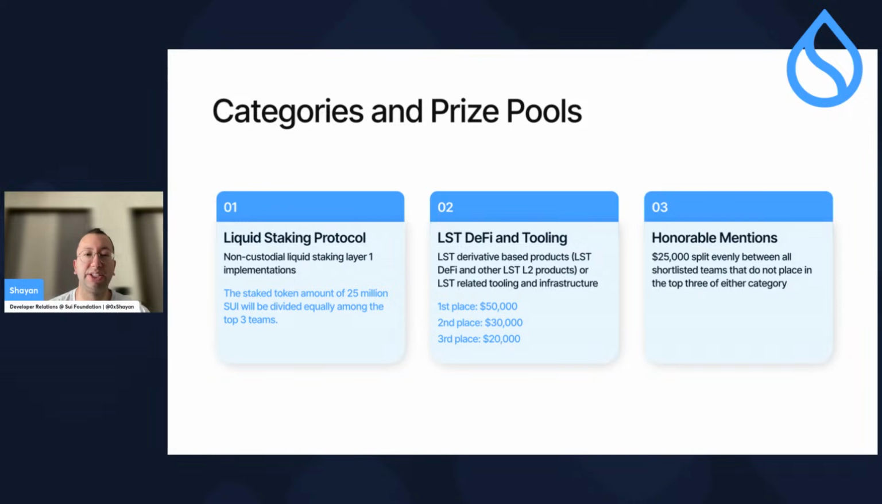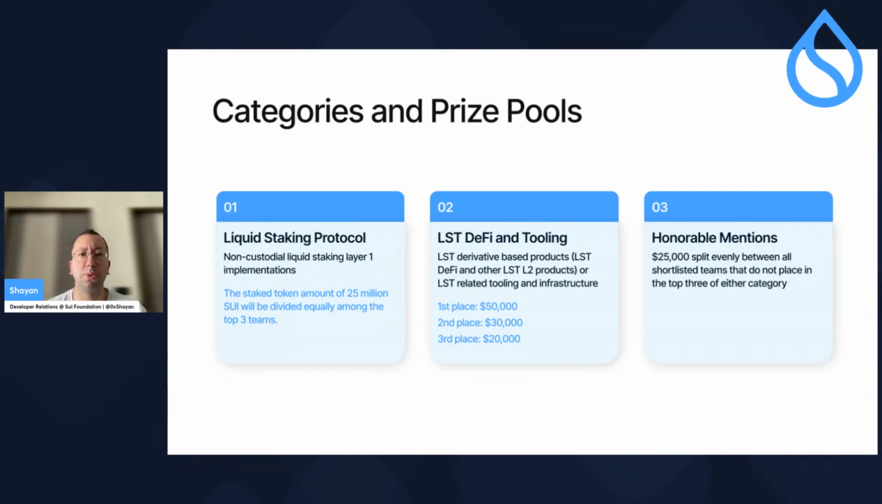The second would be LST, liquid staking token, DeFi, and tooling: LST derivative-based products, LST DeFi, and other LST L2 products, or LST-related tooling and infrastructure. So this is referring to any dApp, any project that takes in that liquid staking token and uses it in some way, shape, or form, with the prizes being $50,000, $30,000, and $20,000 for first, second, and third place, respectively. So the best example I can come up with is, let's say there's a bunch of dApps already deployed on Sui mainnet, right?